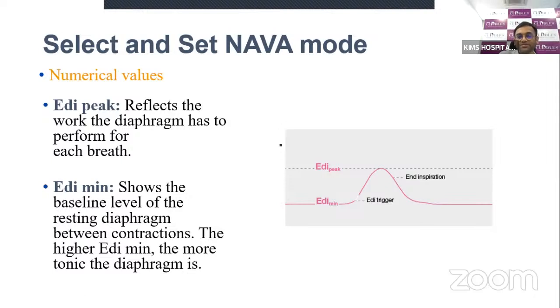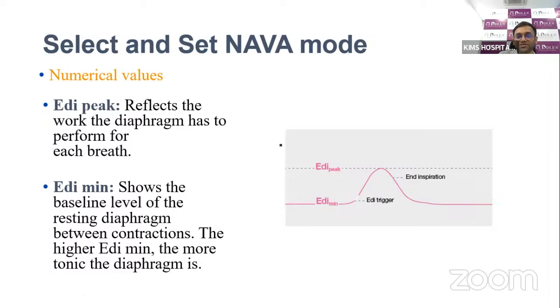This is the maximum impulse that the brain will deliver to the diaphragm to make it work hard for the breath. The EDA minimum is the lowest value present at the start of the breath or after the breath. It is the baseline resting diaphragm contraction, and it shows the tone of the diaphragm during the non-breathing state. The EDA peak is the work the diaphragm has to perform, and the EDA minimum is the tone of the diaphragm in between the diaphragmatic contractions.